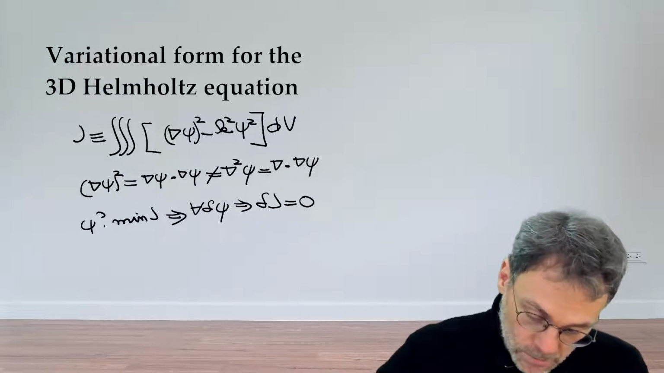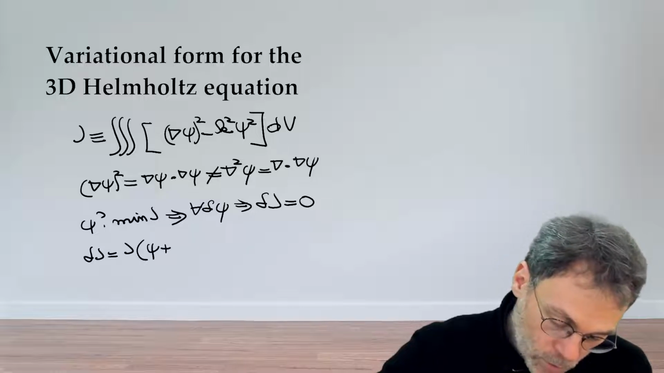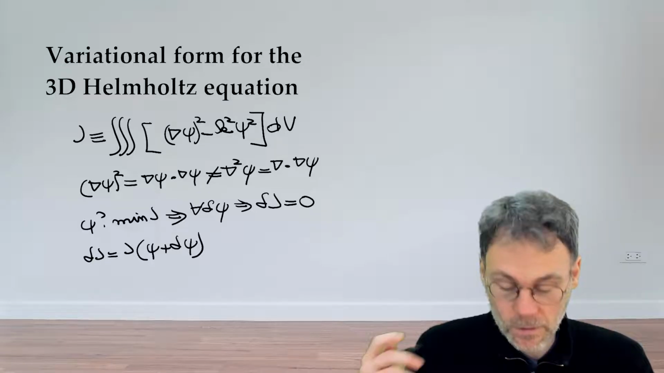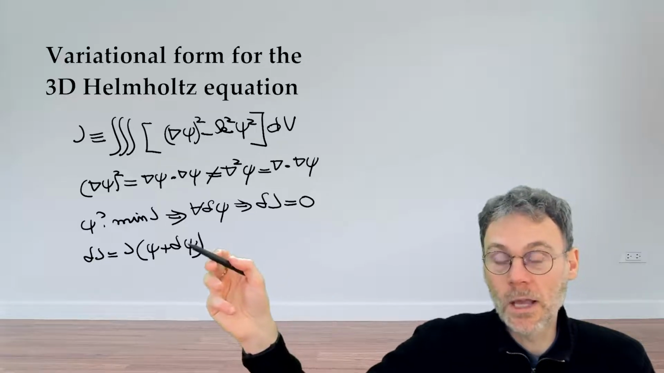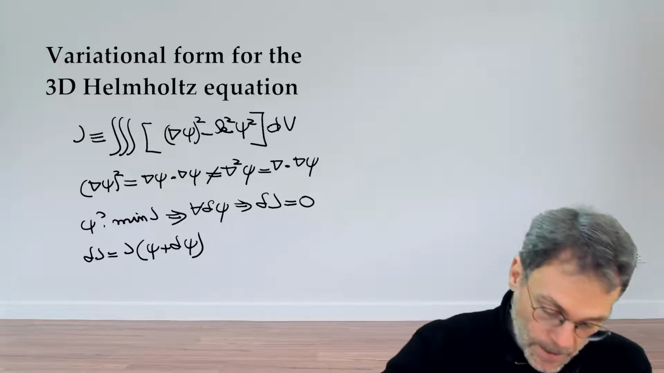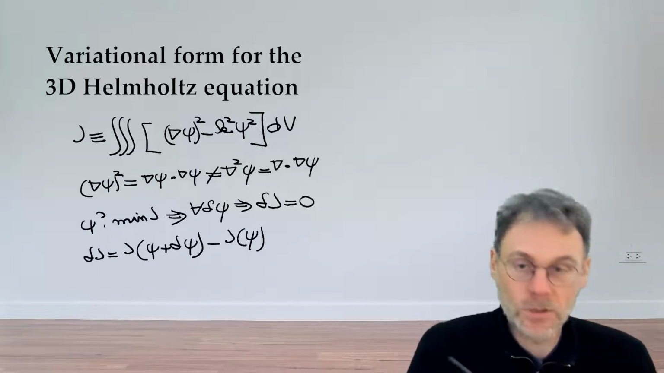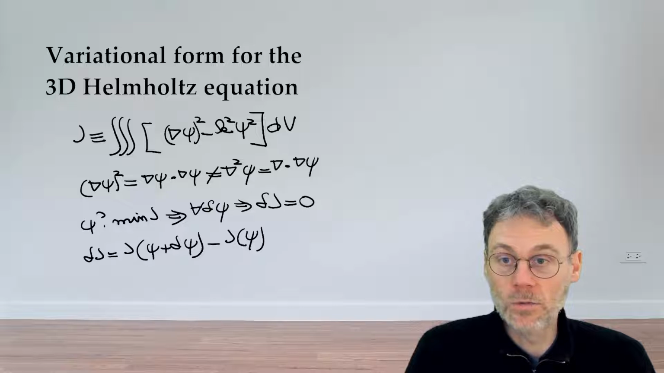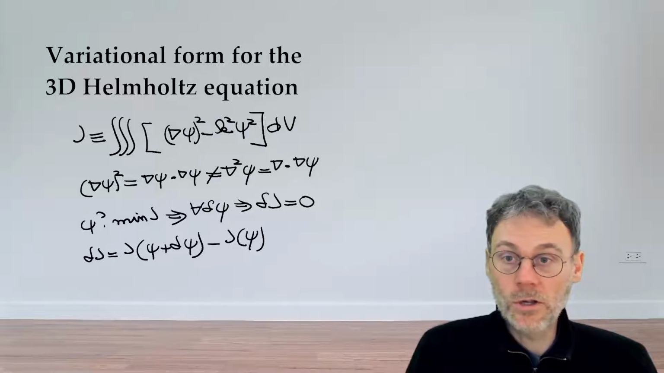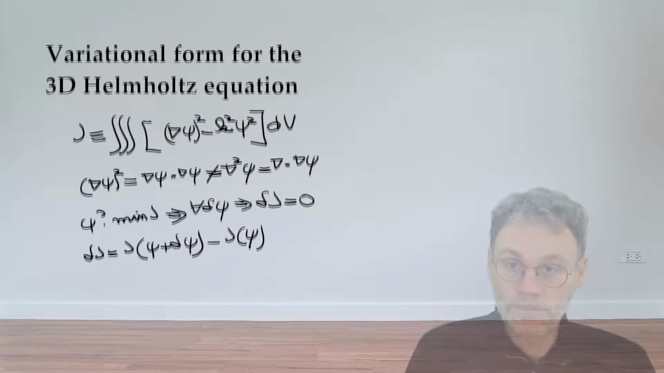As a quick reminder, delta J is, of course, by definition, the J at the point psi plus delta psi. And I'm using the term point here rather vaguely, because, of course, this is a point in an infinite dimensional space. Psi is a function. So J of psi plus delta psi minus J of psi. So this is the first variation, and this thing needs to be 0 if we're working at an extremum. So pause the video here and see if you can calculate this delta J.